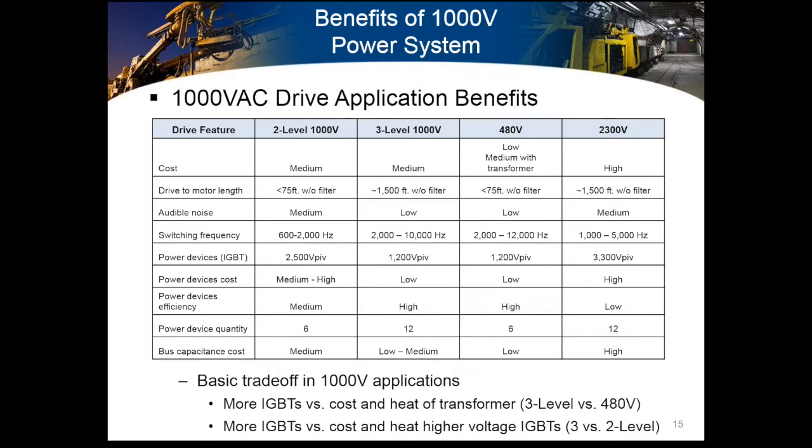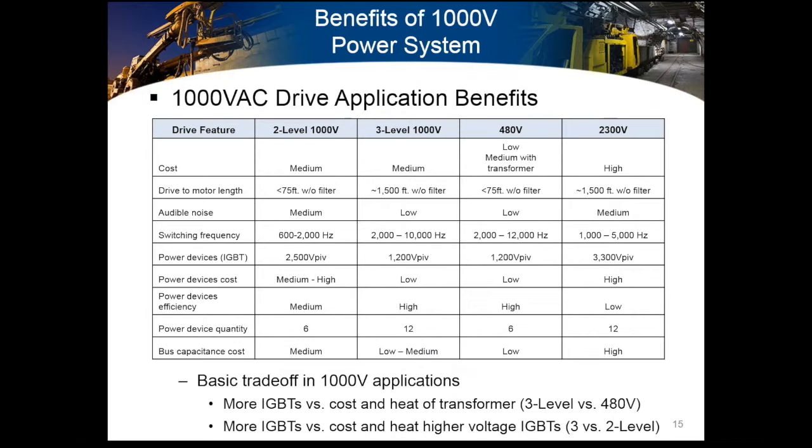PIV, which is in the middle of the chart, compared to 2500 volt, which would be a typical standard rating for a device you'd have to use for a 1000 volt drive. There's a big difference in cost between those two. So even though you run more devices, it's a lower overall cost. It does allow for much lower audible noise. Maybe not as big of a deal in some mining applications, but anytime you can reduce audible noise, it is better for the operators that are in close proximity.